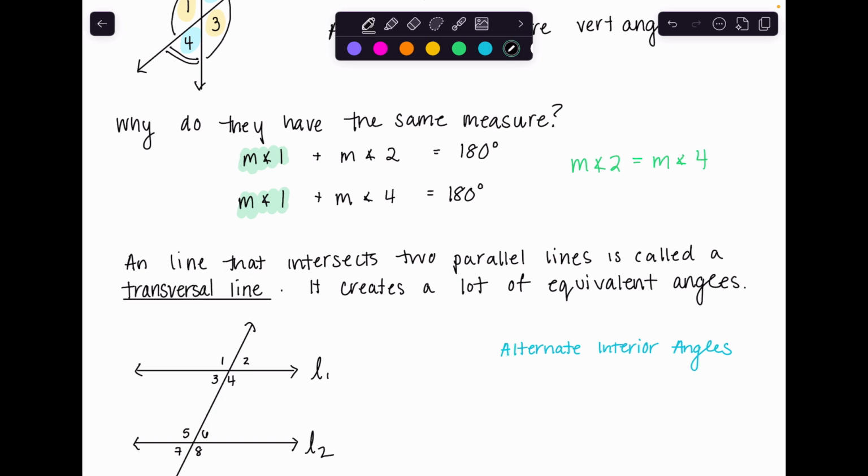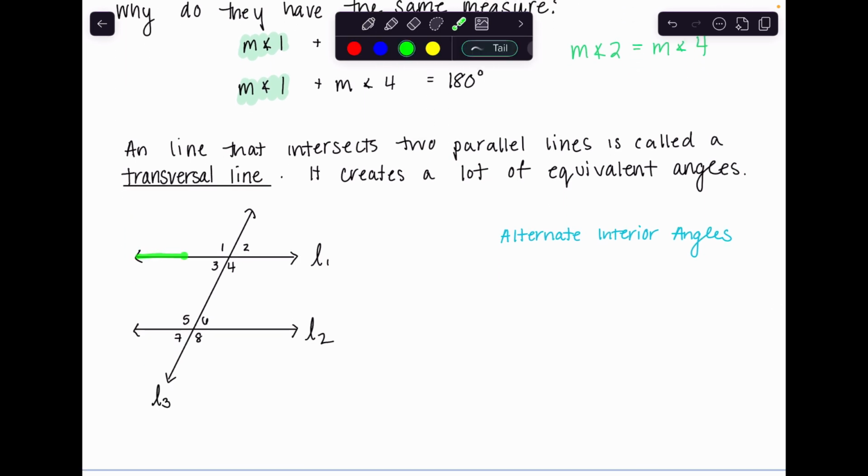And it ends up creating a lot of equivalent angles, because really, these two are heading in exactly the same direction. So this third line here, line 3, is that transversal line. Okay. And what you end up getting is really a clone copy of these angles because it hits in the same spot, basically in the same direction. So the very first types of equivalent angles we get are alternate interior angles.